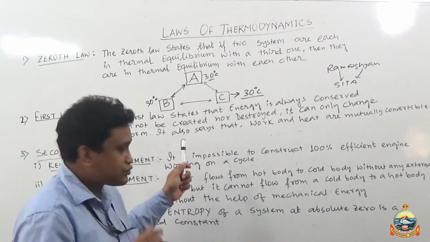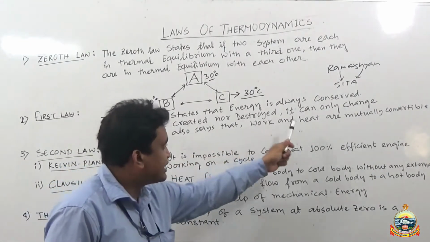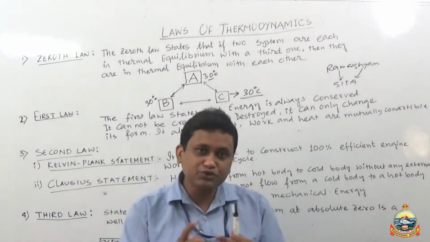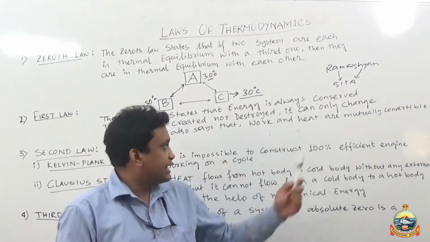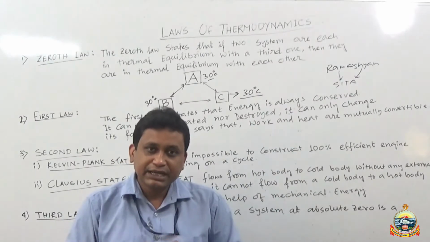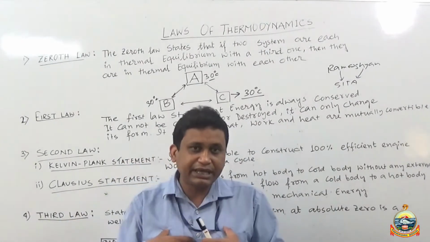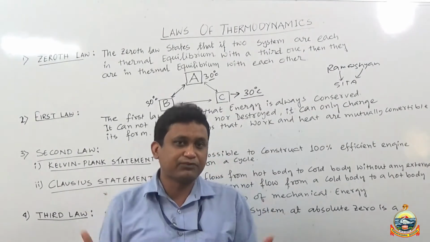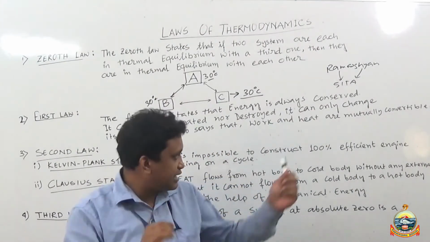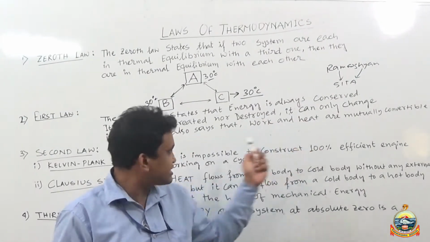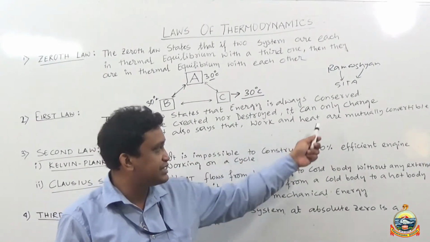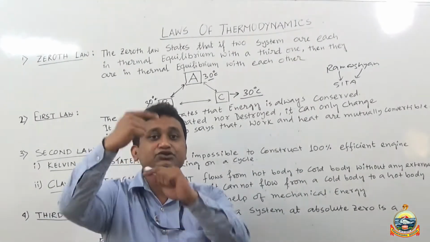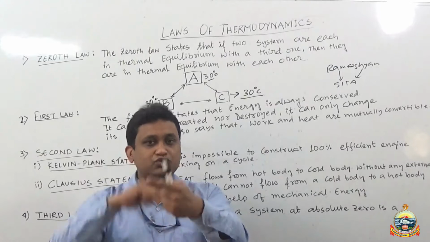Another statement it also says is that work and heat are mutually convertible. Now heat is an energy, right. So if I have energy, I can perform work. If I do not have any energy, I cannot perform any work. So this last statement says that work and heat are mutually convertible. Mutually convertible means I can convert heat into work, or I can convert work into heat.